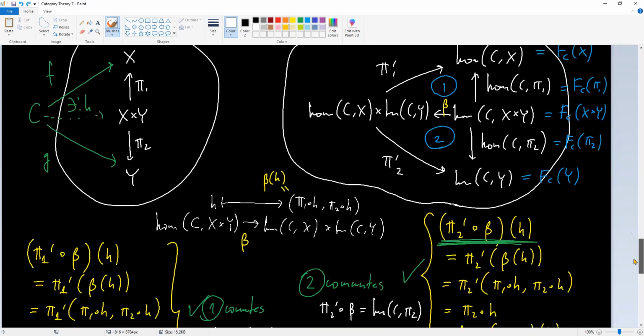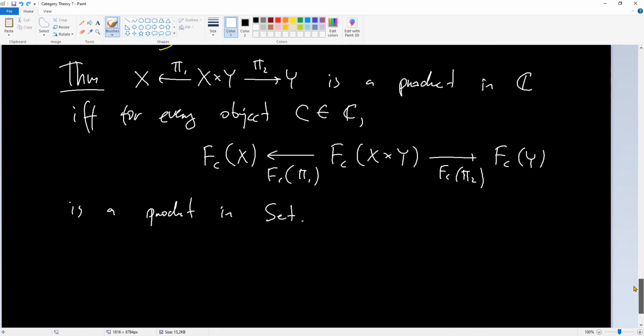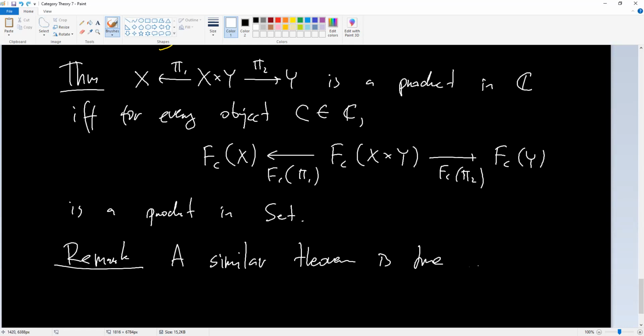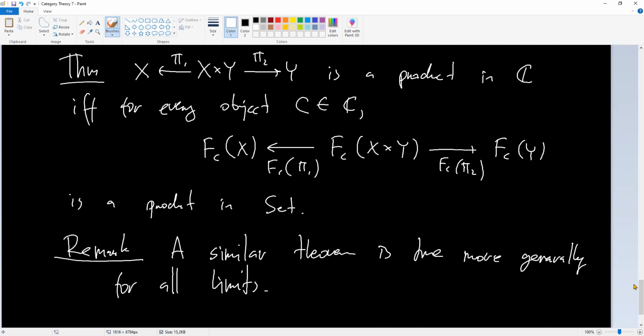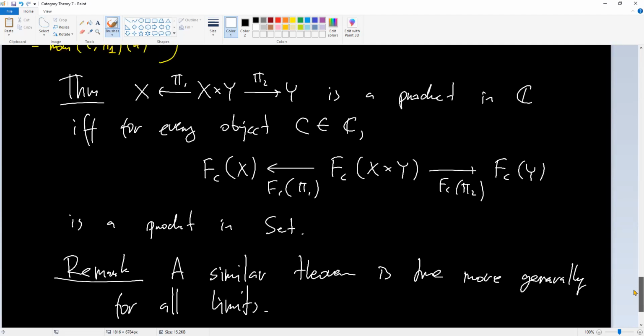And this will work not just for products, but all limits. So last lecture we talked about limits. So this thing we established in the theorem actually works for all limits. A similar theorem is true, but it doesn't work for colimits. More generally, for all limits.